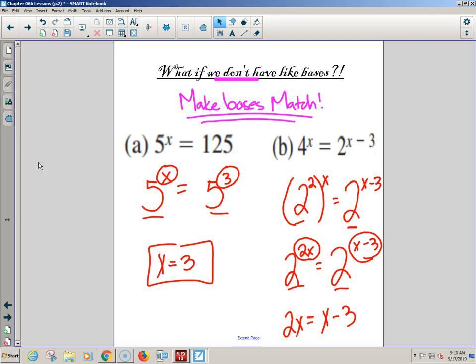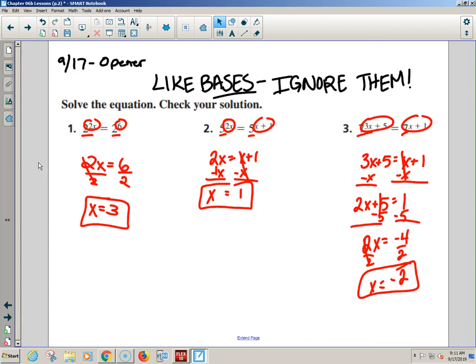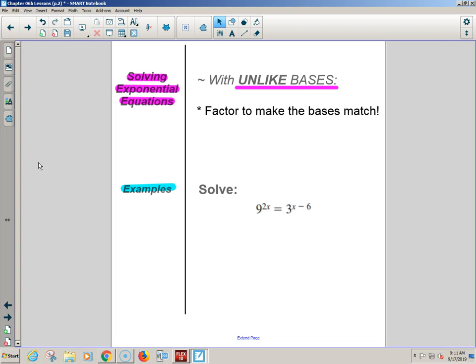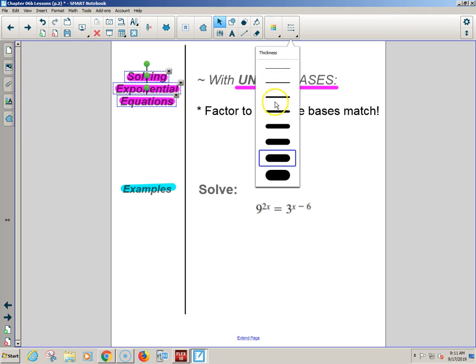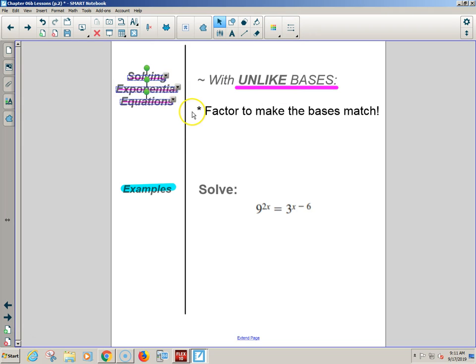There was one example we didn't get to do yesterday, but I think I'd rather write a page of notes on what to do with unlike bases. So one more time, what do we do with like bases? Ignore them and keep going, and solve for x, right? But what do we do with unlike bases? I need to change all these highlightings because they're all too dark and we can't see anything. We'll just do that. What do we do with unlike bases?